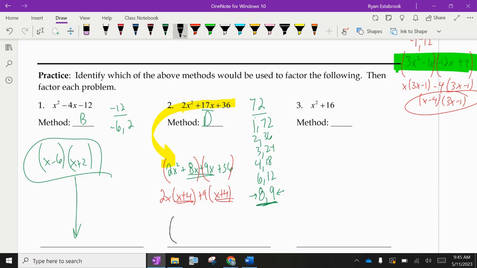So in the final factored form, we have x plus 4, the common, like what they both had in common, times the GCFs of 2x plus 9, and there it is factored. So we had number pairs. Now we have split middle term. Here's number 3.